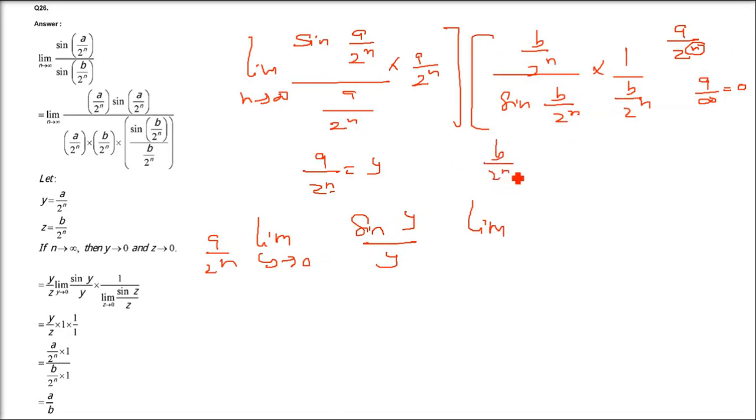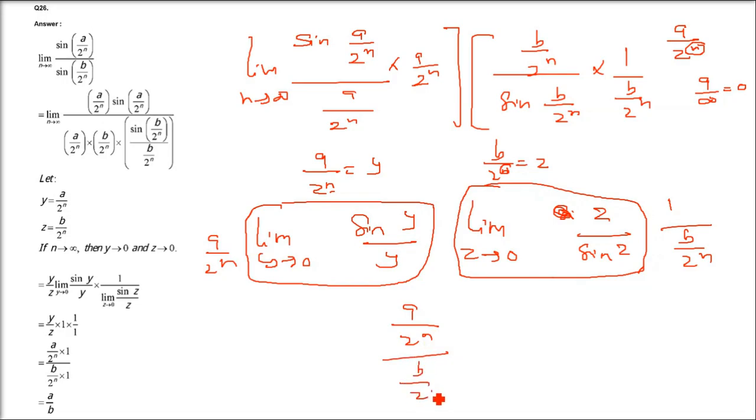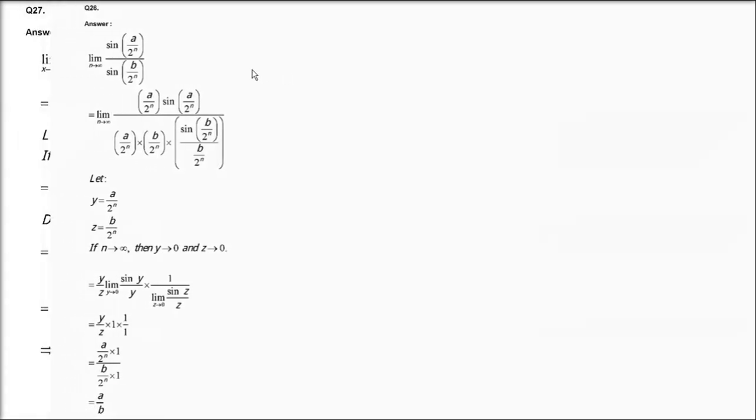B by 2 raised to n, let us take it as z. So n is infinity, 2 raised to n is infinity, b by infinity is 0. So z tends to 0. And here we have z by sine z. And there is one more thing, b by 2 raised to n is remaining. Sine y by y is going to be 1, this is also going to be 1. So you have a by 2 raised to n and b by 2 raised to n, the 2 raised to n cancel, only a by b will remain, and that is going to be the final answer.